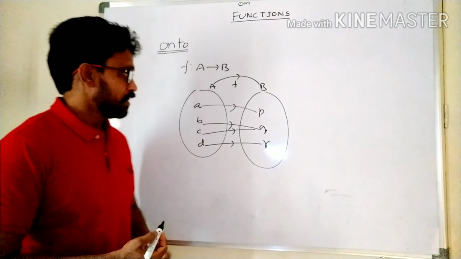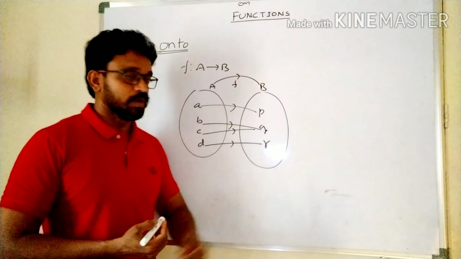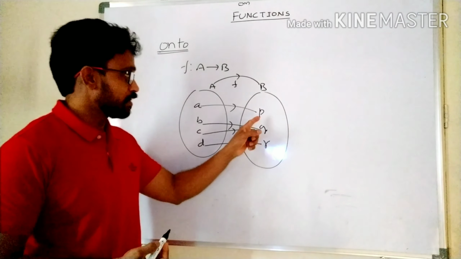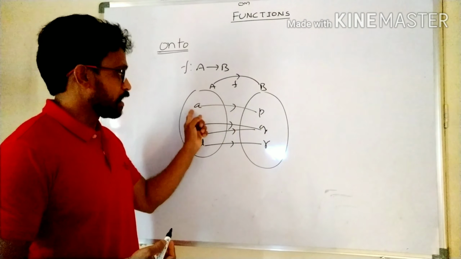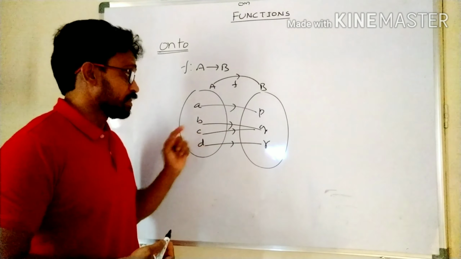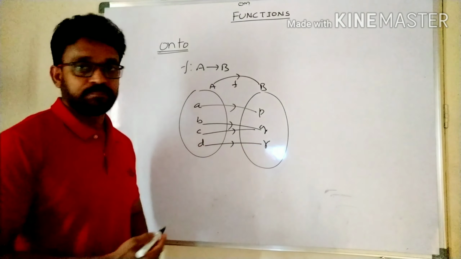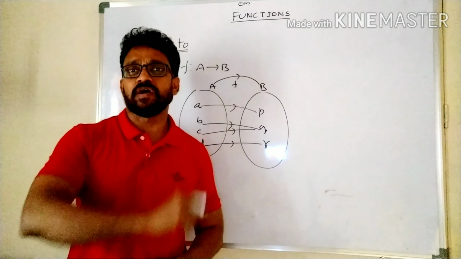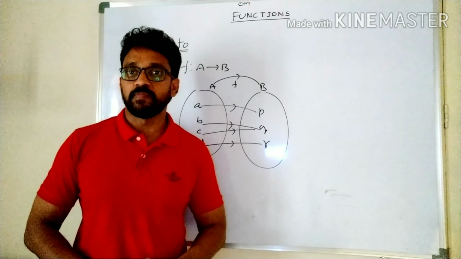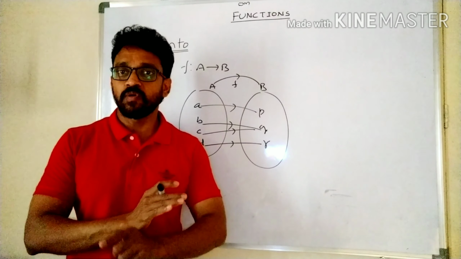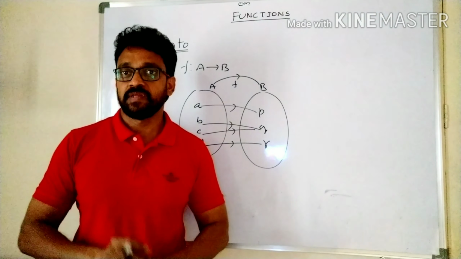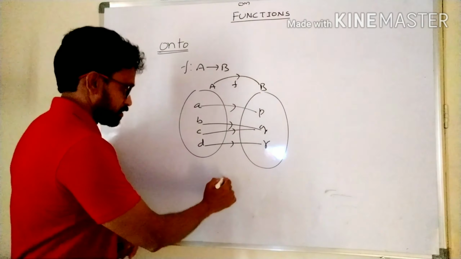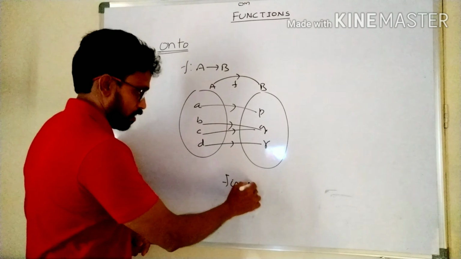Why? Because here every element of the codomain has a preimage. Observing here, the preimage of p is a, of q is b and c also, and of r is d. So every element of the codomain has at least one preimage in the domain. That means here there are no free elements in the codomain. Then f is said to be onto. In this case, f is onto.